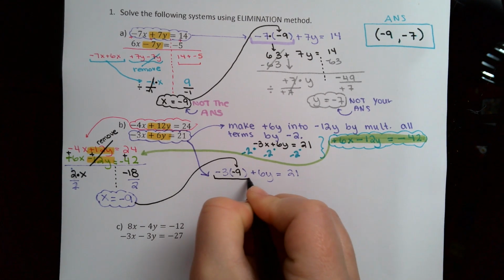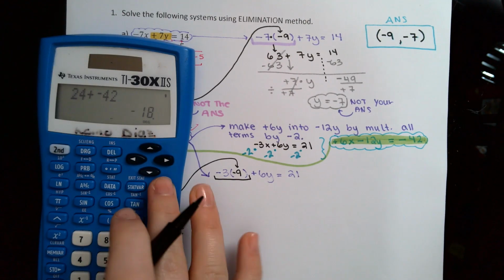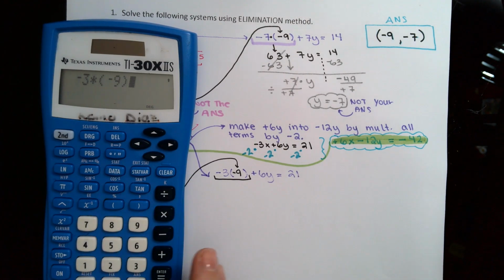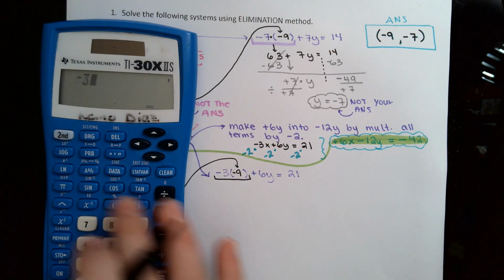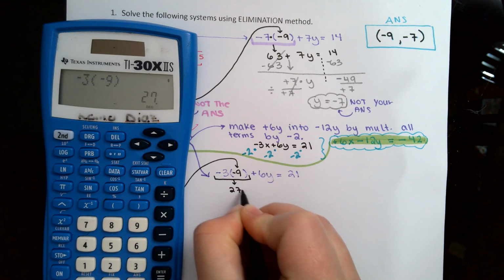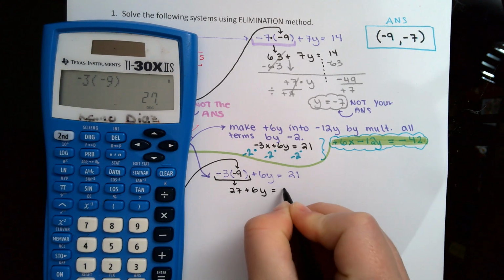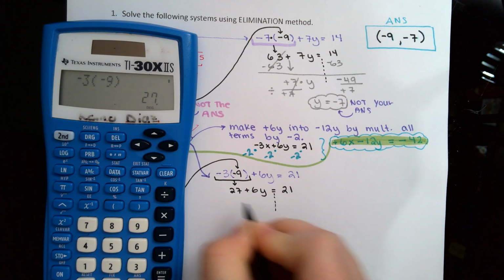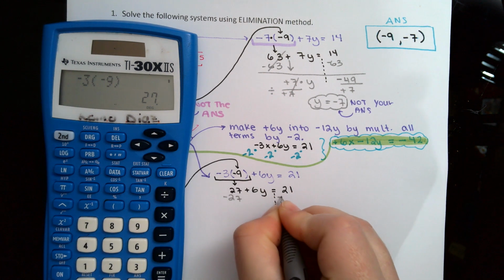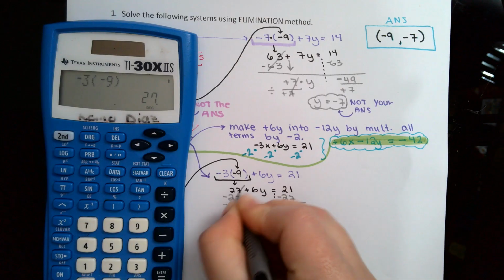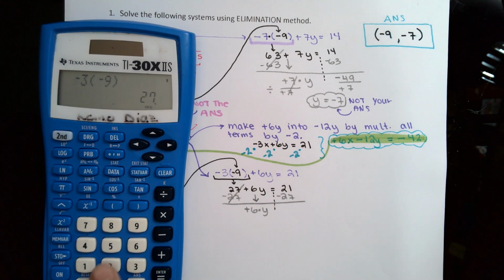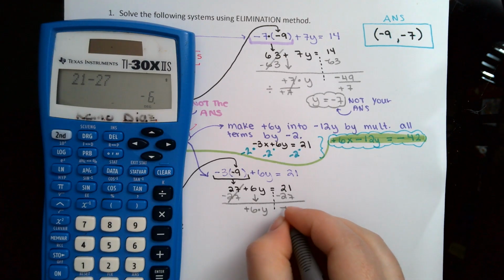Now remember, this again is calculator or your brain, but this is not subtraction, this is multiplication. So negative 3 times negative 9 like this. Or you can do negative 3, open, negative 9. This is also multiplication. We get 27. Bring down the 6y, bring down the 21, dotted line for balance. Subtracting the 27 on both sides. Remove the 27, bring down the positive 6 times y. Here we have 21 minus 27, which is a negative 6.